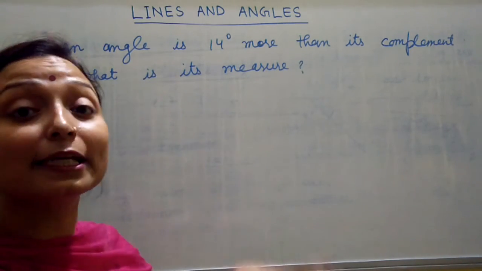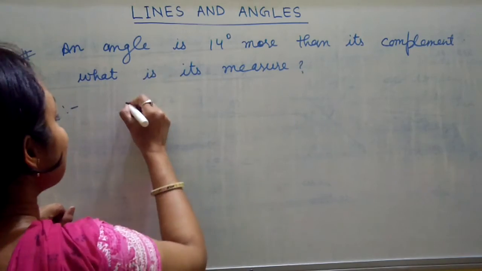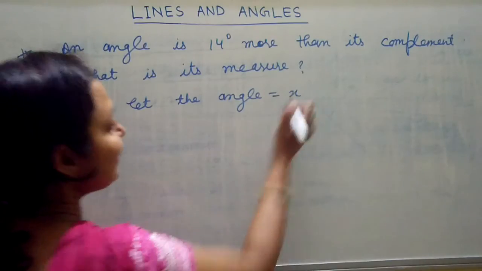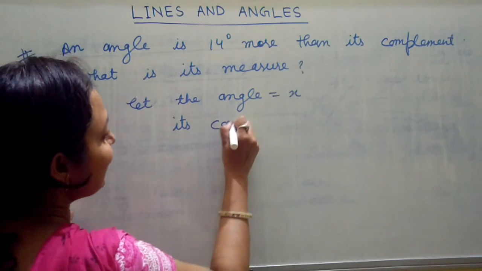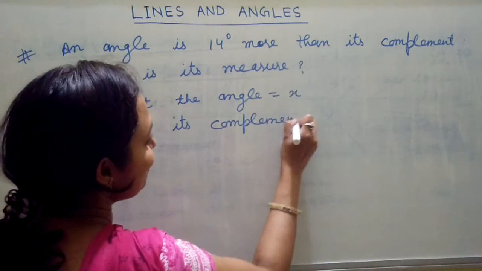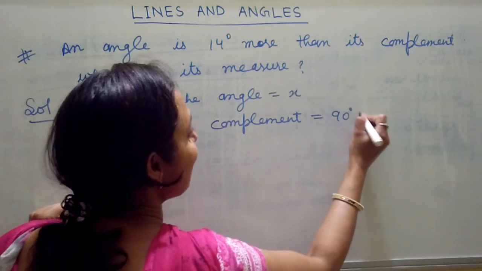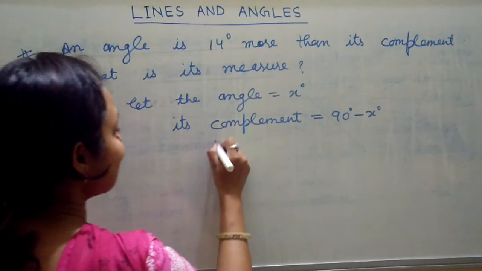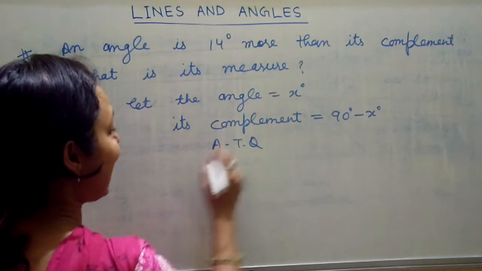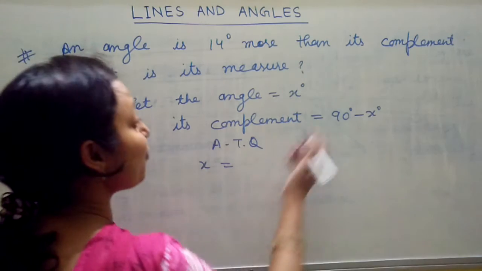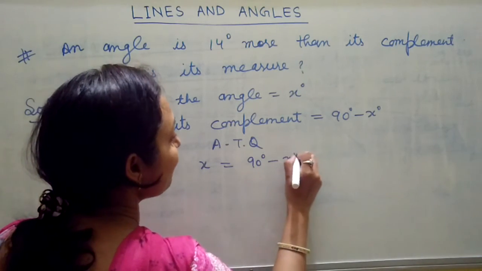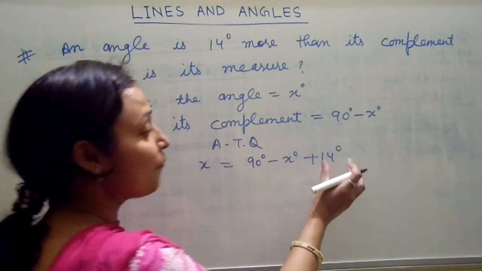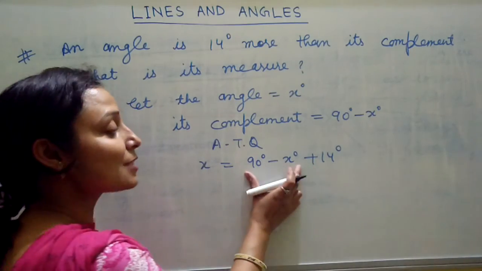An angle is 14 degrees more than its complement. So let the angle be x. Its complement is 90 minus x, in degrees. According to the question, the angle is 14 more than its complement, so 14 more means plus 14 added to its complement.